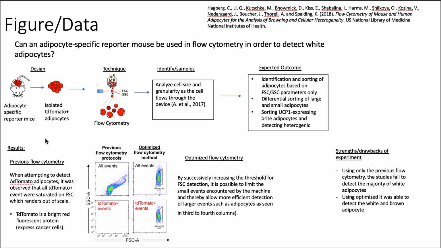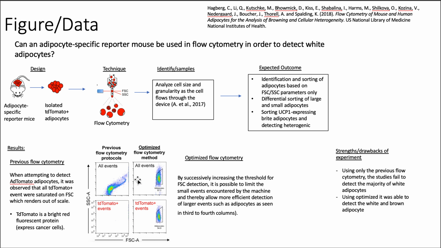The technique that we're using is flow cytometry, and flow cytometry identifies and analyzes the cell size and the granularity as the cell flows through the device. So the expected outcome when using this technique is the identification and sorting of the adipocytes based on the FSC/SSC parameters only, differential sorting of large and small adipocytes, and the sorting of UCP1 expressing bright adipocytes and detecting heterogeneity.